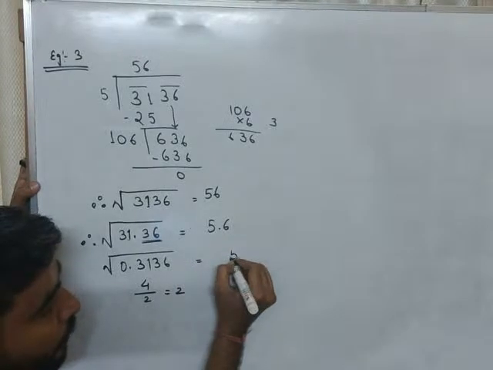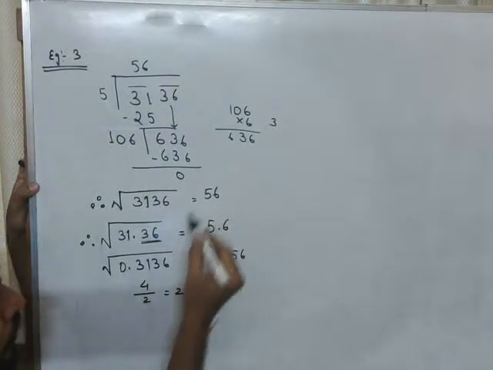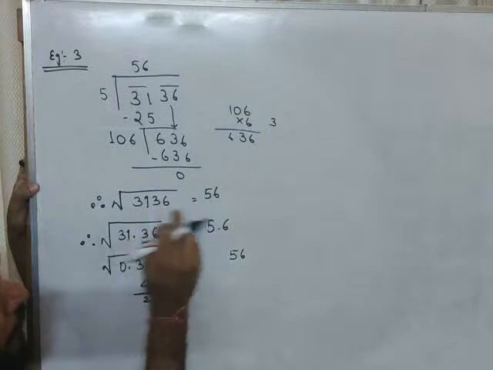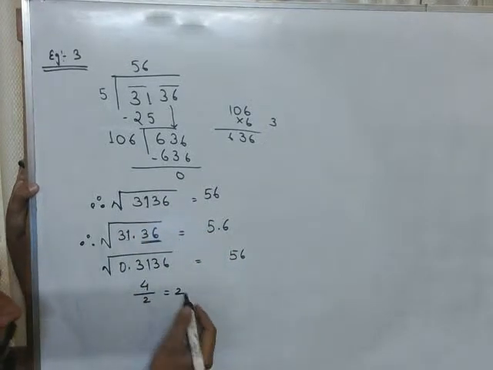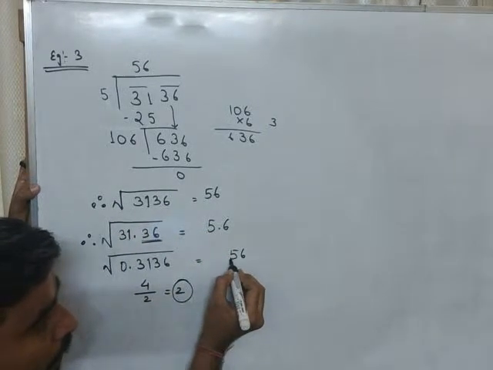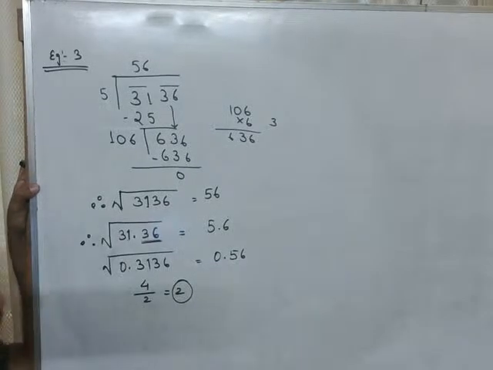So the square root of 3136 is equal to 56. So you have to place decimal after 2 digits. So 1, 2. Here will be the decimal.